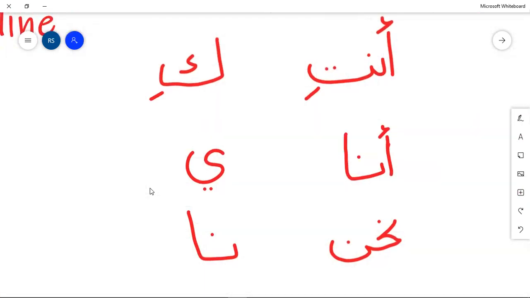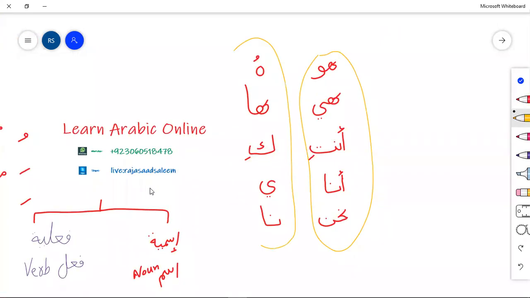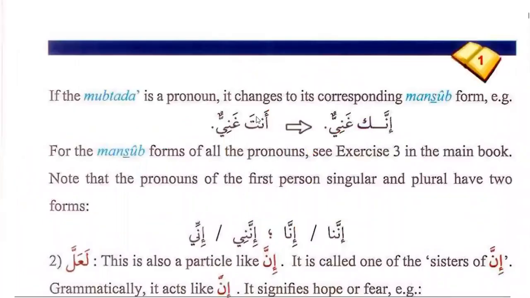This group is marfu and this is the mansub and majrur form. So after the addition of inna, the mubtada becomes mansub. So you will use the mansub form of the pronoun, not the marfu form. Look here, anta is marfu. After the addition of inna, we use the mansub form, not the marfu form.